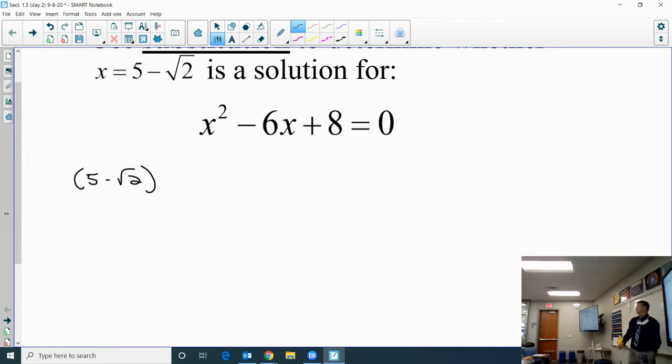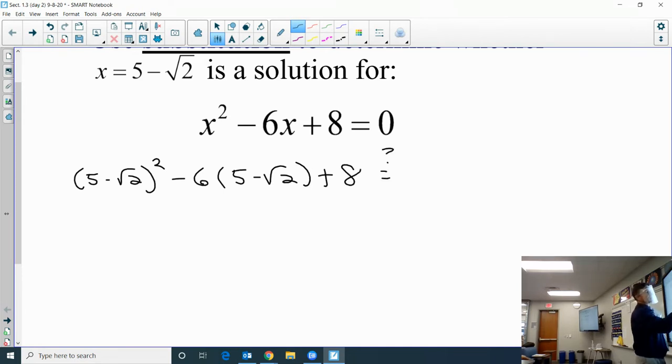And what do we got to do to that? Square. Minus 6 times 5 minus square root of 2 plus 8. And I'm going to put a little question mark here because we are checking to see whether it equals 0. If this is a solution, when we're done, we're going to get 0 on the left-hand side, right? Well, there's a lot of math going on there. A lot of places to mess up.